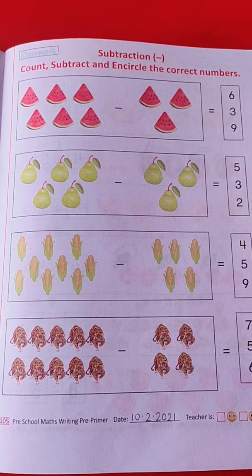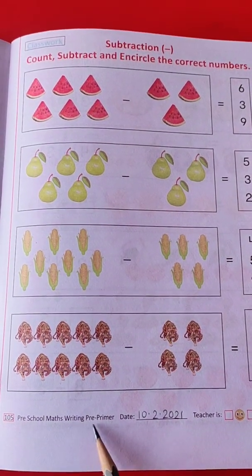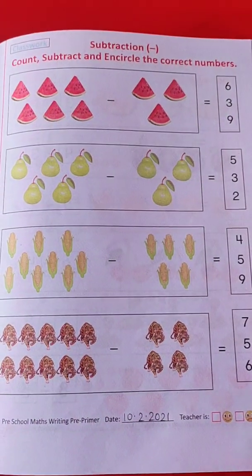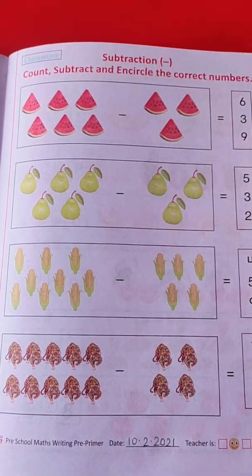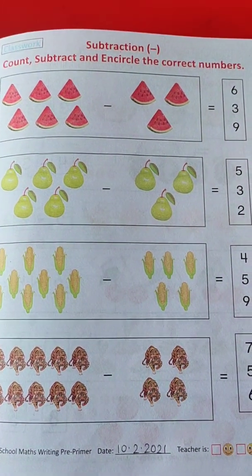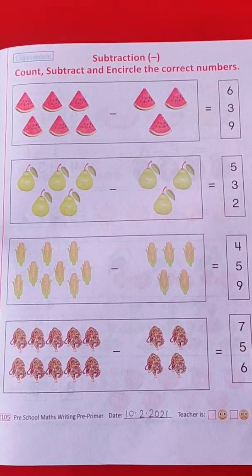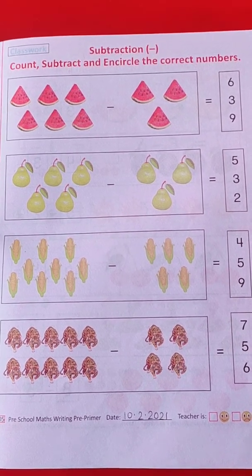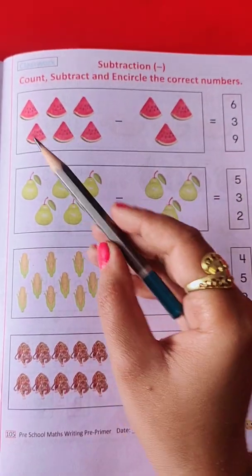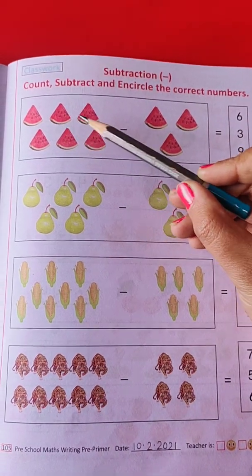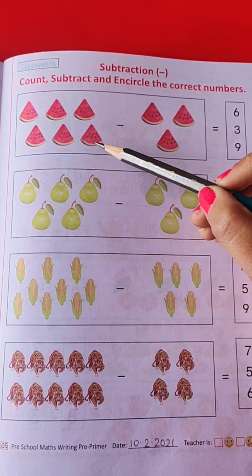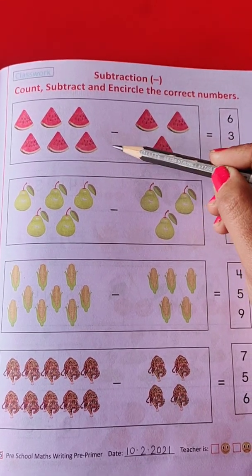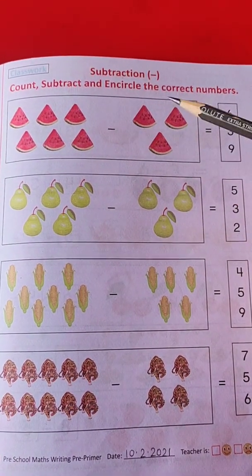So children, open your preschool mathematics writing notebook on page number 105. Write down the date and let's start doing subtraction. Here you have to count, subtract and encircle the correct number. So, first count. How many are these? These are 1, 2, 3, 4, 5, 6. From 6, we have to subtract. Children, this is the sign of subtract.